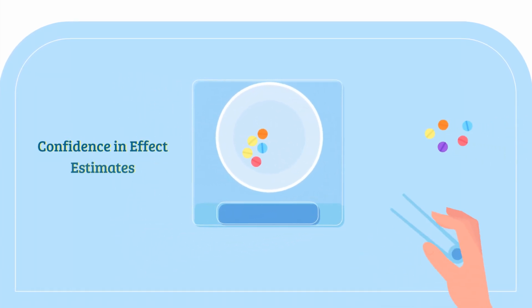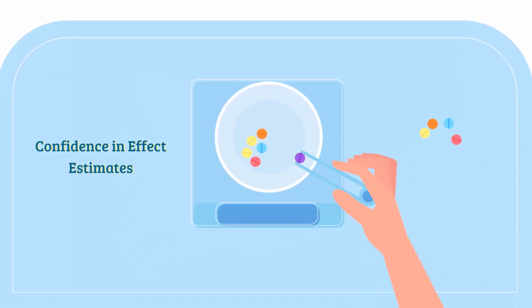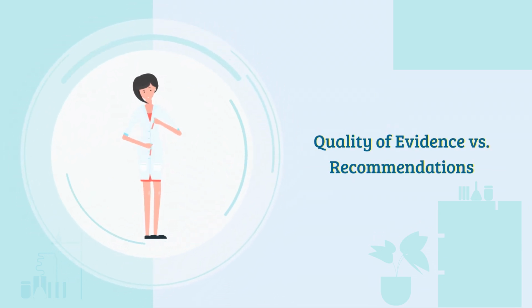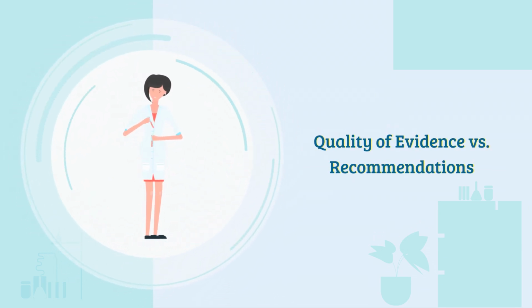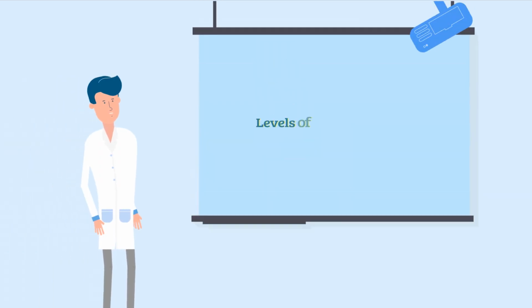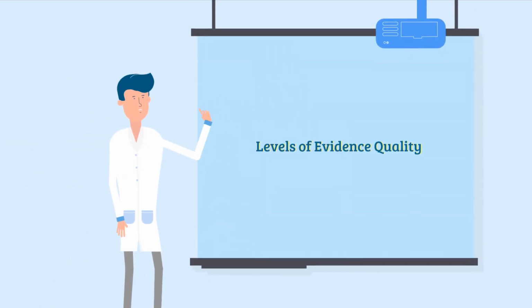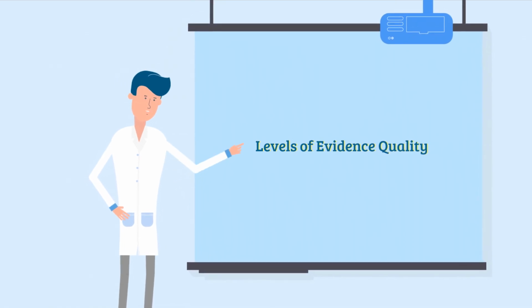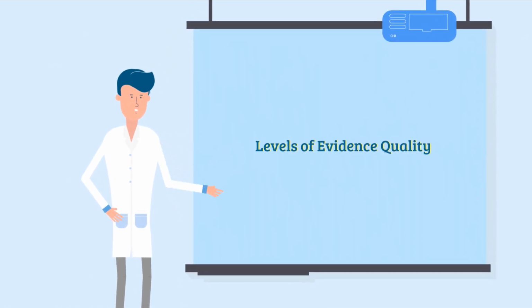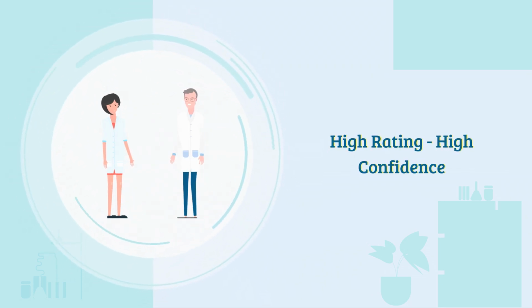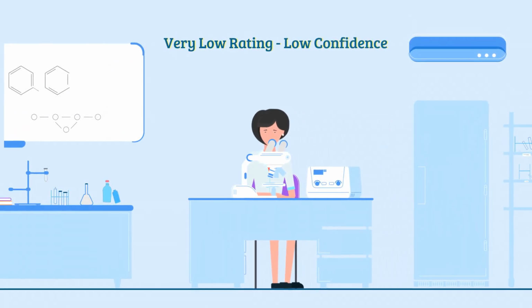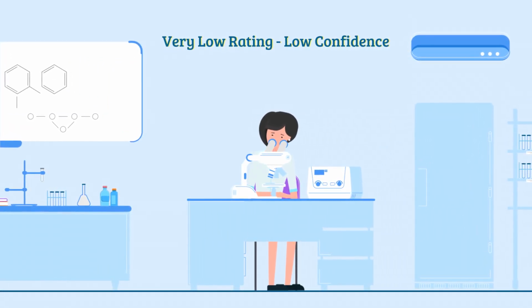First, how much confidence do we have in the estimate of an effect? This is the quality of evidence. Second, given that evidence, what should we recommend? This is the strength of recommendation. The quality of evidence is categorized into 4 levels: high, moderate, low, and very low. A high rating means we are very confident that the true effect lies close to that of the estimate of the effect. A very low rating means we have very little confidence in the effect estimate.